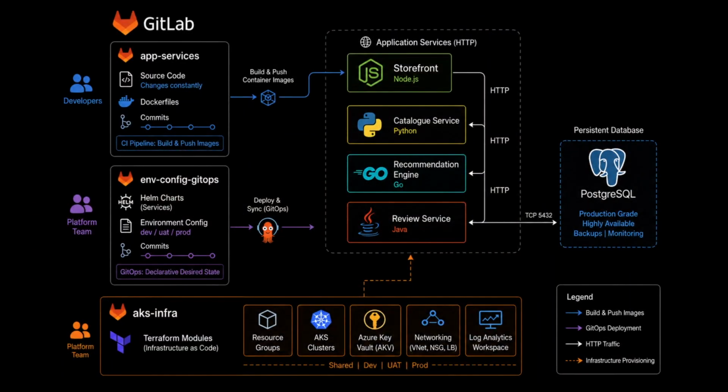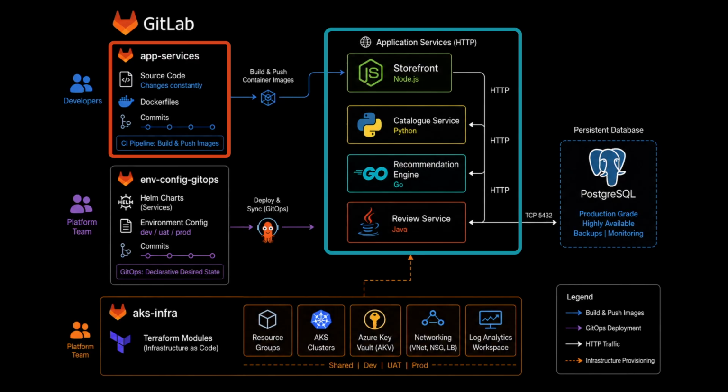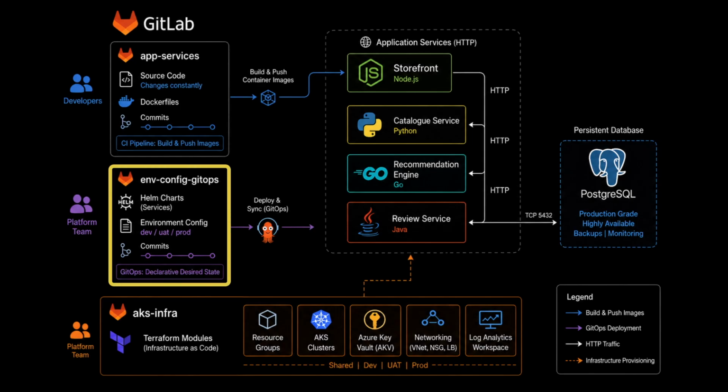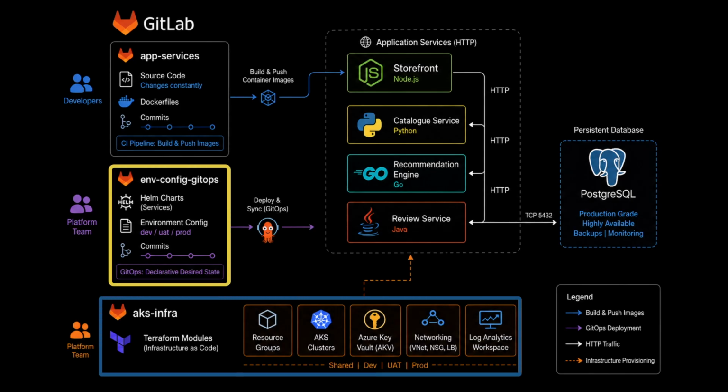3 repositories, and this split is deliberate, not incidental. The app service repo, that's where the 4 services actually live, code and Dockerfiles owned by developers, changing constantly. And we have 2 more repos, env-config-gitops and AKS-infra. That's the platform team's repo. Helm charts, environment configuration, and Terraform manifests, changing rarely, mostly by automation.